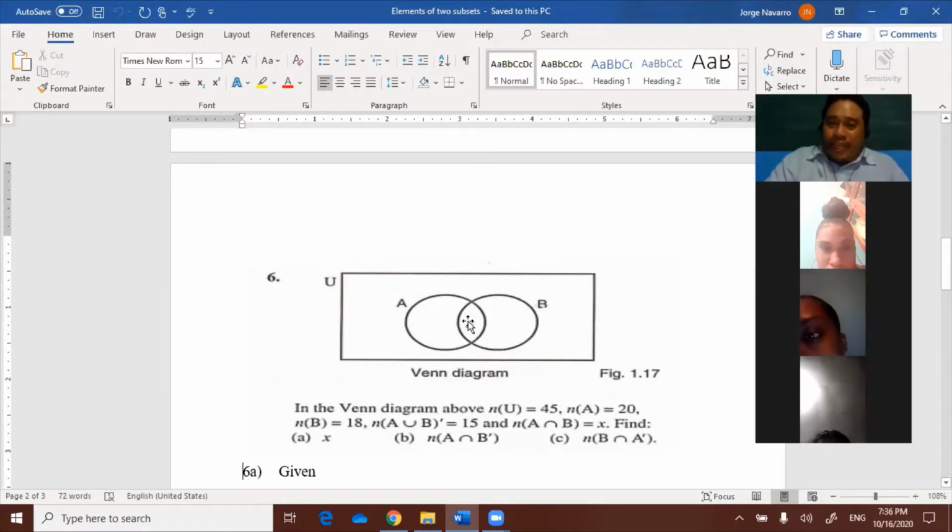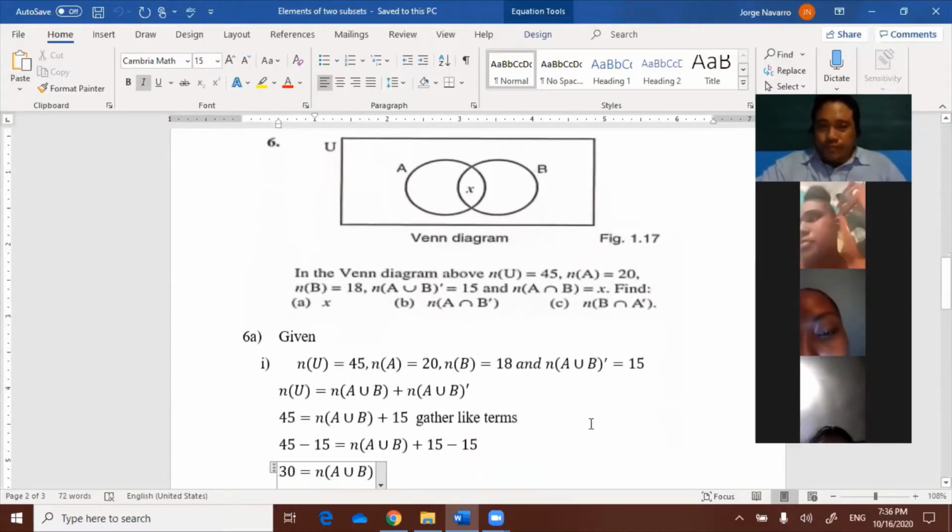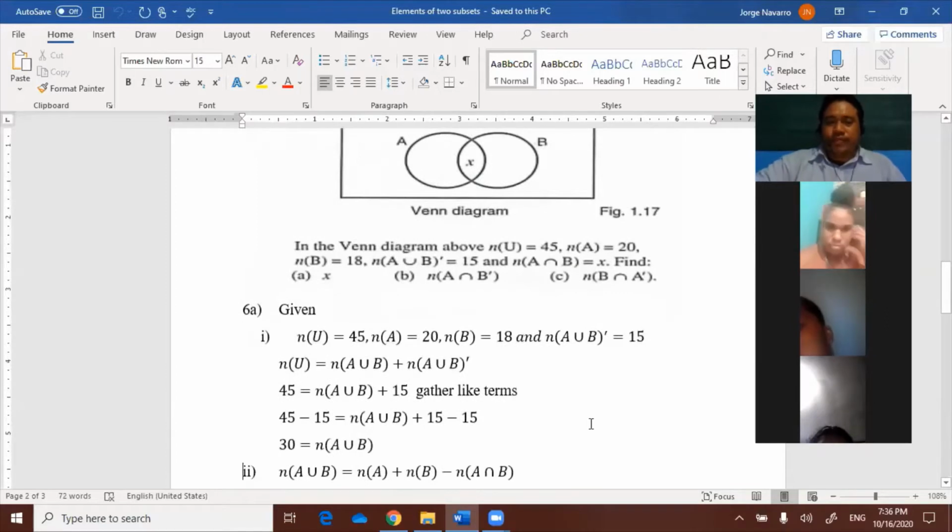And A intersect B is X. So the question says, find the value of X, then find A only, and then C, find B only. So that's the question, all right? So let's look at how we answer.